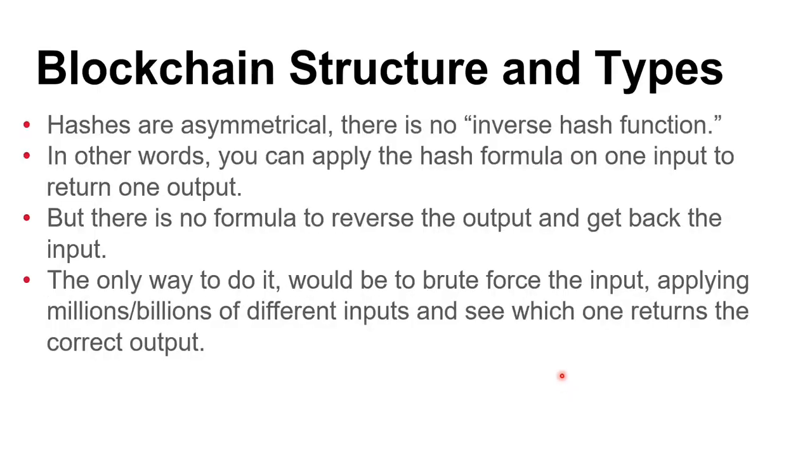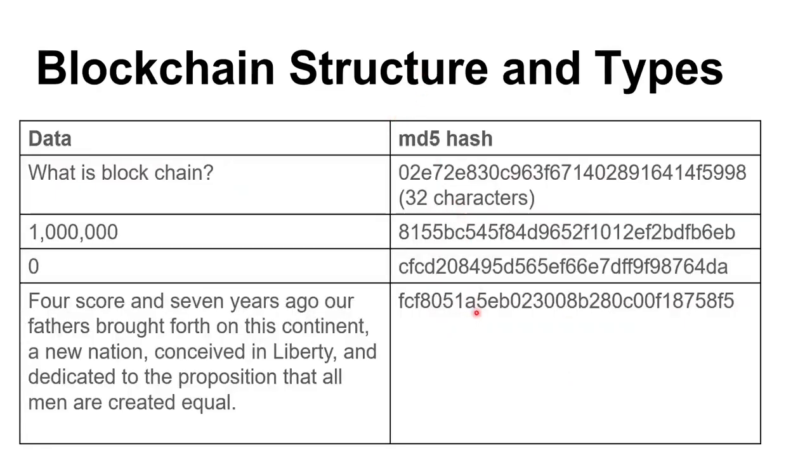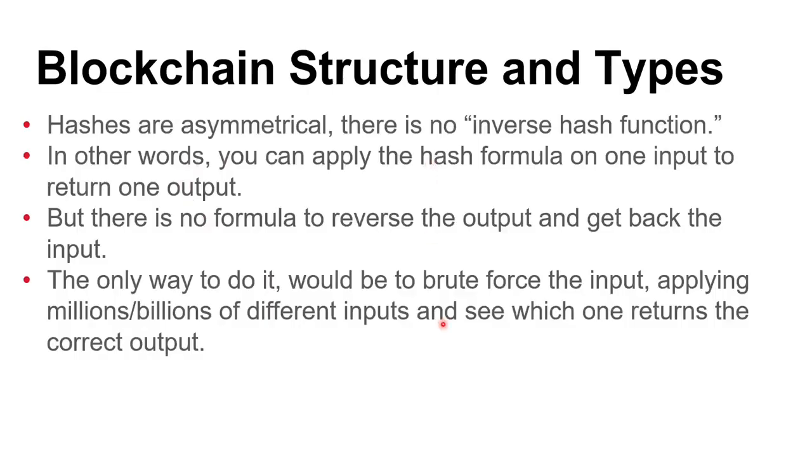Hashes are asymmetrical, so there are no inverse hashing functions. In other words, we can't apply a formula to a hash and then return the input. There is no formula to reverse the output and get back what was input into the hash algorithm. Sometimes you will see some applications that do have a reversing function, but consider that more of a learning type of approach. Hashes are considered to be asymmetrical.